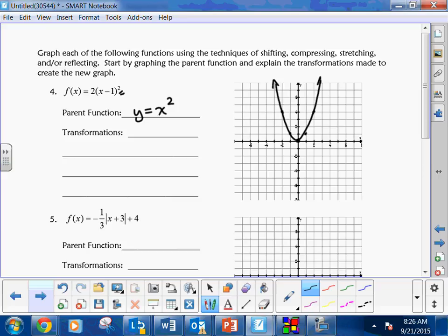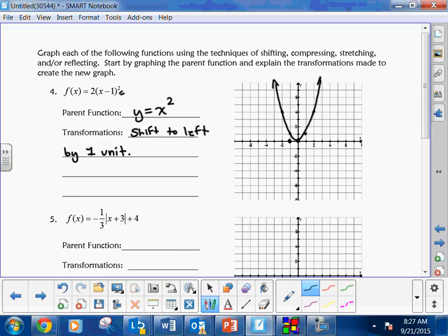All right. Now, transformations are going to occur to this function. First of all, it's going to shift to the left. Shift to the left by 1 unit. So 1 unit shift to the left. So we're going to shift to the left by 1 unit. So our vertex is going to start here.